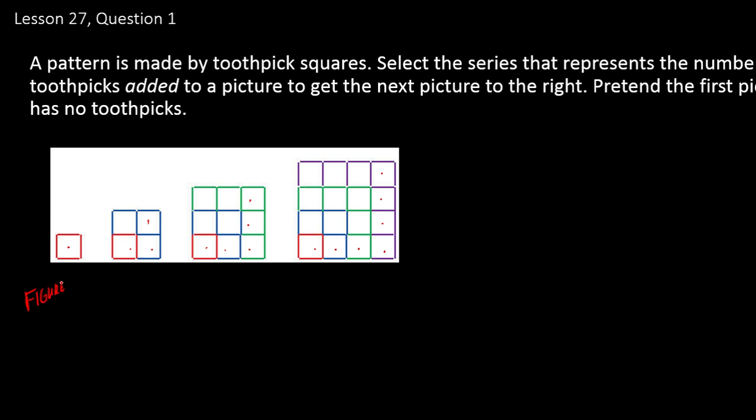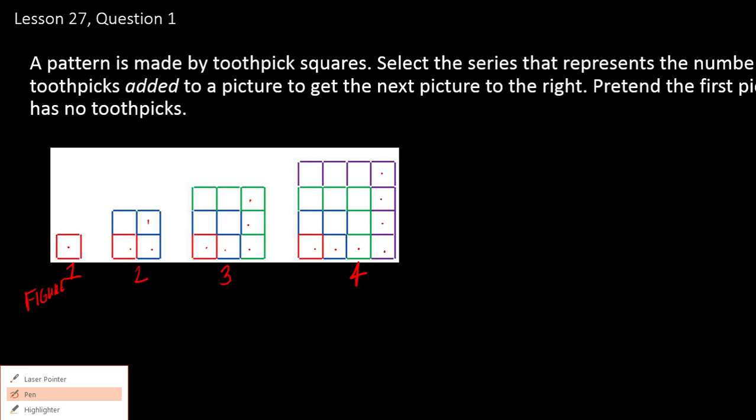And I'm going to label them. So I've got figure number 1, which is a 1 by 1, figure 2 is a 2 by 2, figure 3 is a 3 by 3, figure 4 is a 4 by 4. And I also have, going on here, a certain number of toothpicks, right? So I'm going to count the number of toothpicks added to each figure.